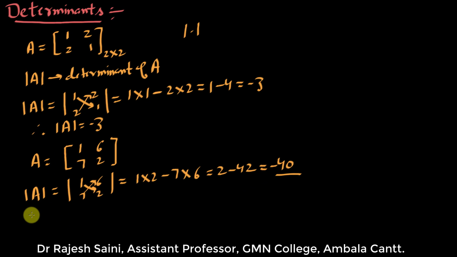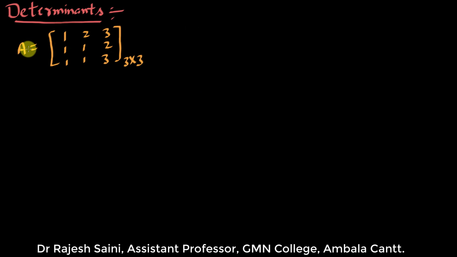Similarly we can determine the determinant of order 3. So we will see next how to determine the determinant of a matrix of order 3. Let us take an example. Now we will take a 3 by 3 order matrix, for example this matrix 1 2 3, 1 1 2, 1 1 3. So this is a 3 by 3 order matrix, and we have to find its determinant.